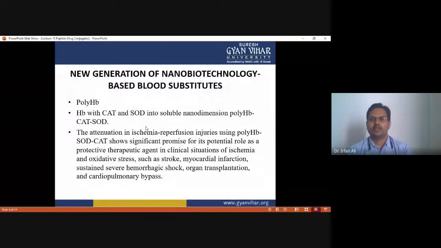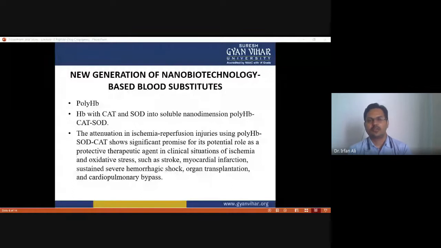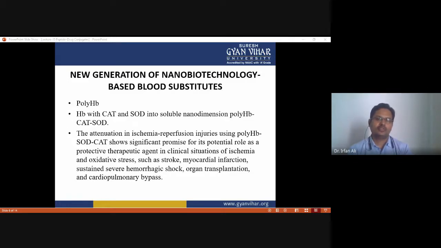Now, a new generation of nanobiotechnology blood substitute. So we need to talk about the new generation. Assembling hemoglobin with catalase and superoxide dismutase has potential in the substitution of blood. As we know, polyhemoglobin is likely to have an important role in certain clinical applications, even for the condition with the potential for ischemia-reperfusion injury. The use of a new generation of blood substitute that is an oxygen carrier and an antioxidant should be considered.